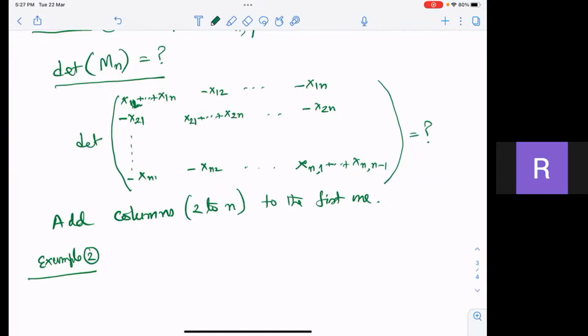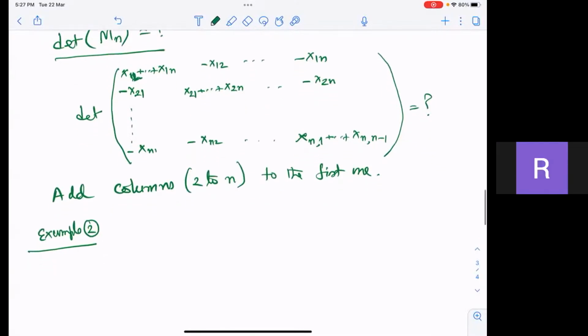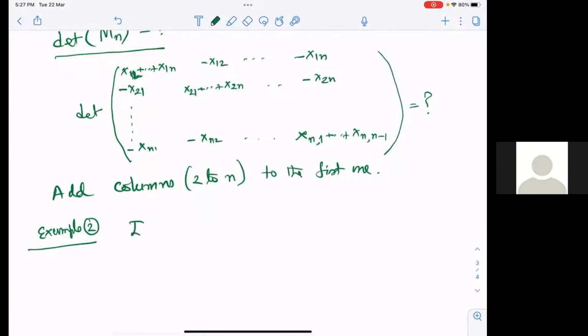Because I am interested in the trees, so there is no loop. The intuition is that these variables will ultimately be my tree variables. That's why I am not interested in the xii kind of variable. Yes, okay. So example 2, let's take I to be something interesting.